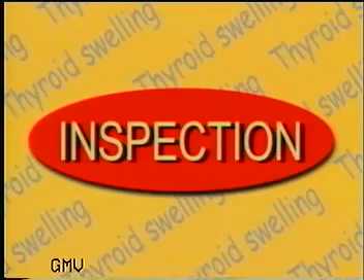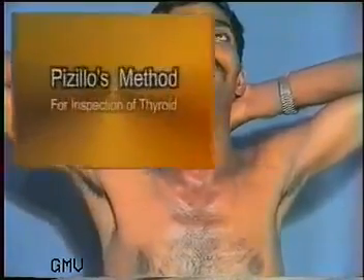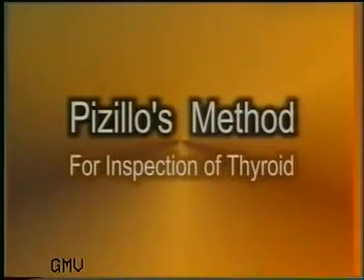For inspection, make the patient sit on a stool with the neck slightly hyperextended and inspect the thyroid from the front. Asking the patient to swallow makes the thyroid more prominent for inspection. If the patient has a short and fat neck, ask the patient to clasp the hands over the occiput and push the head backwards against the resistance of the clasped hands. This is Pizzillo's method to make the thyroid more prominent for inspection.